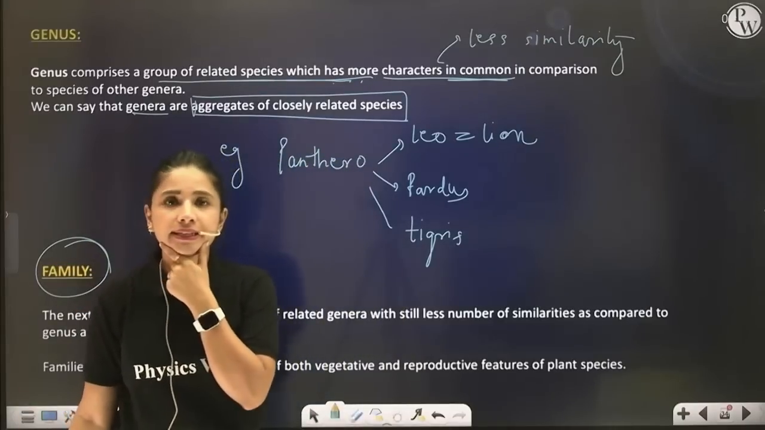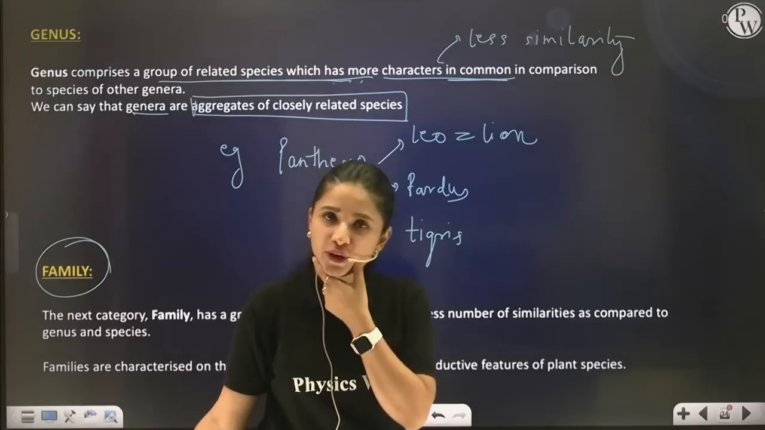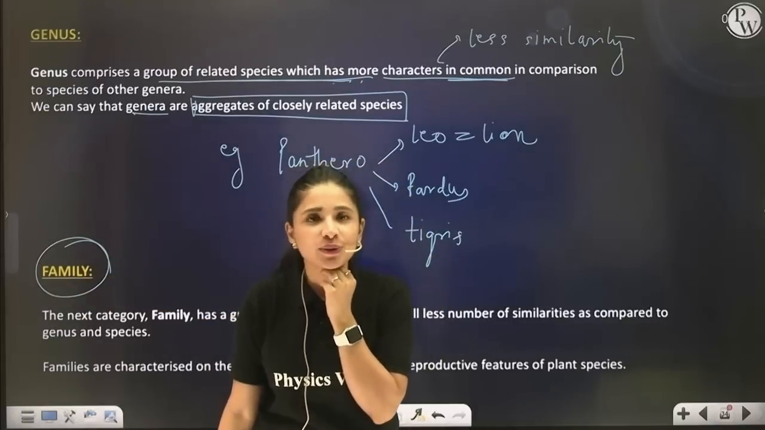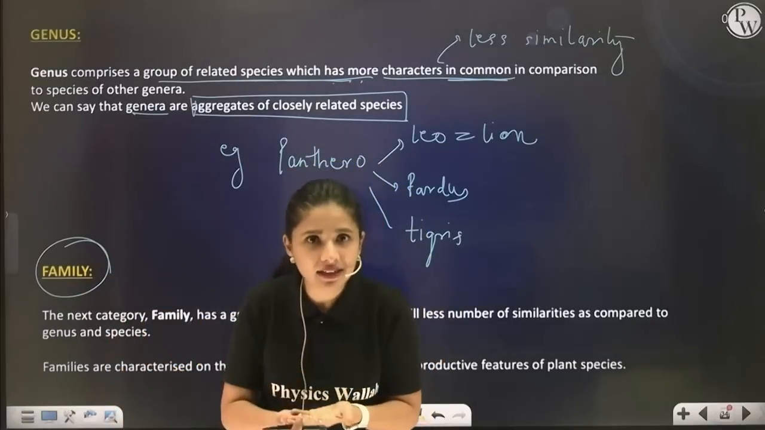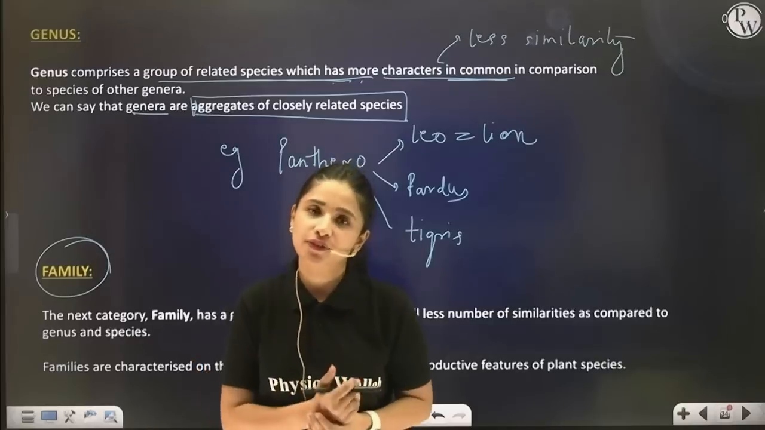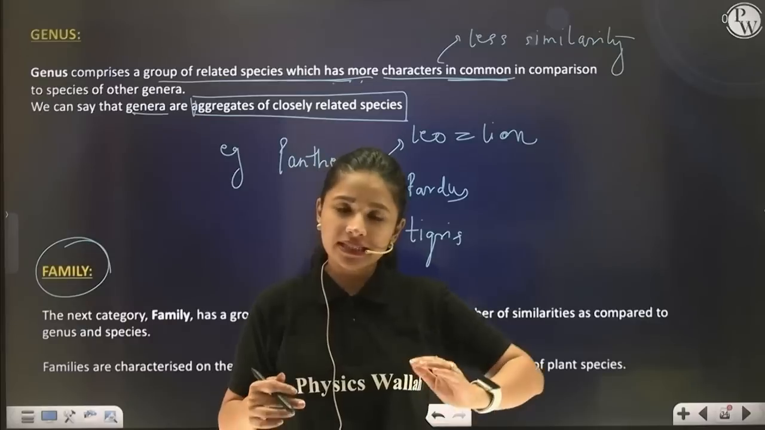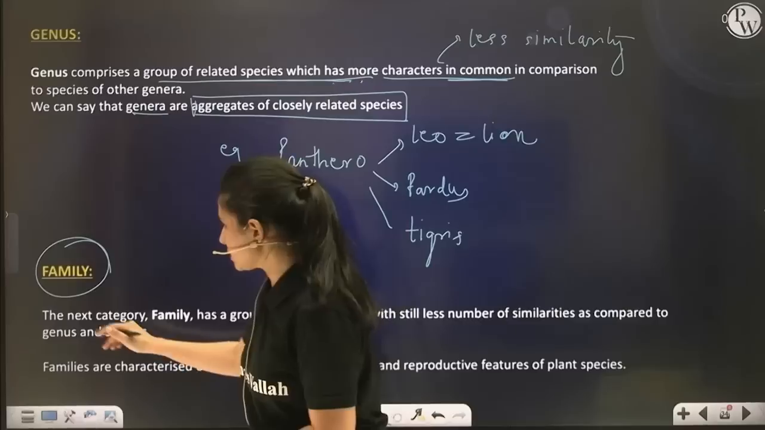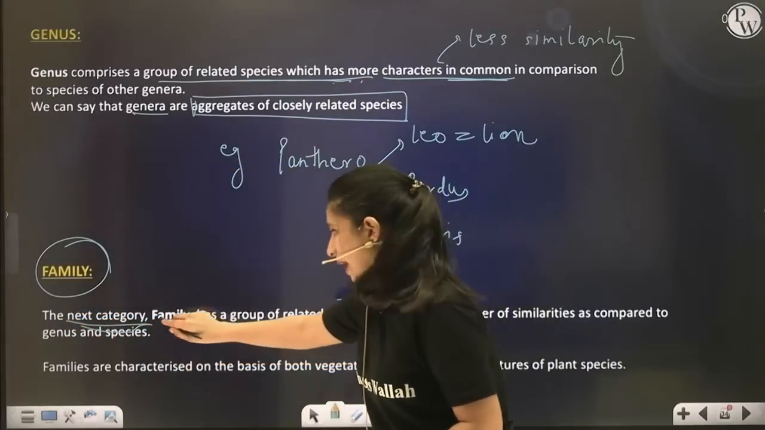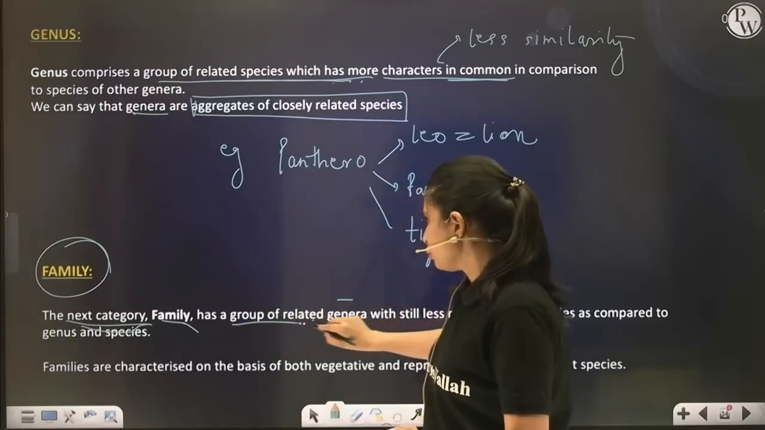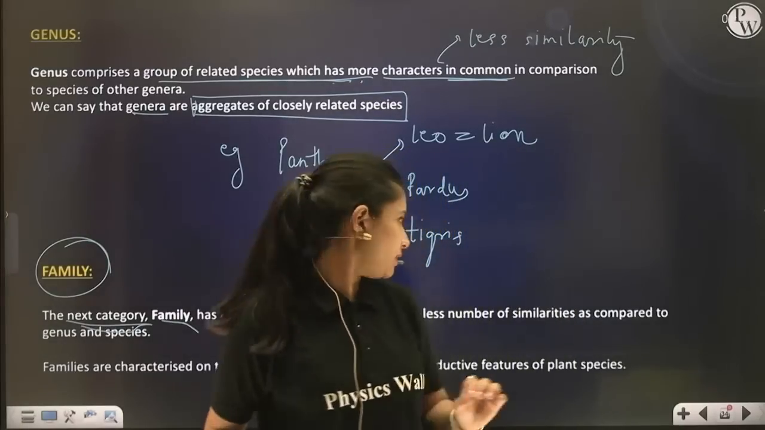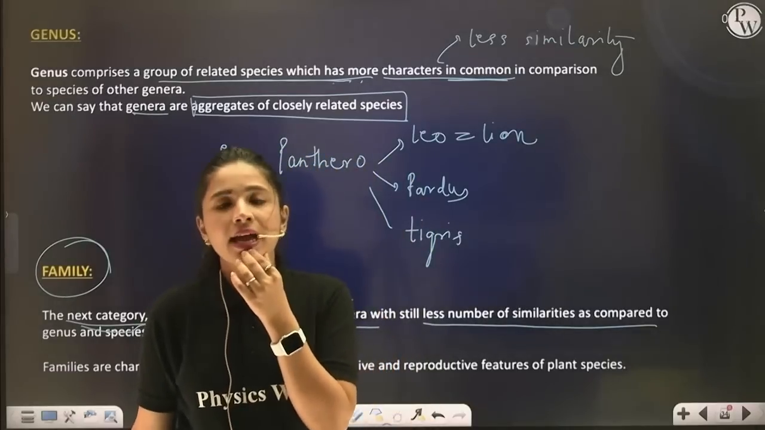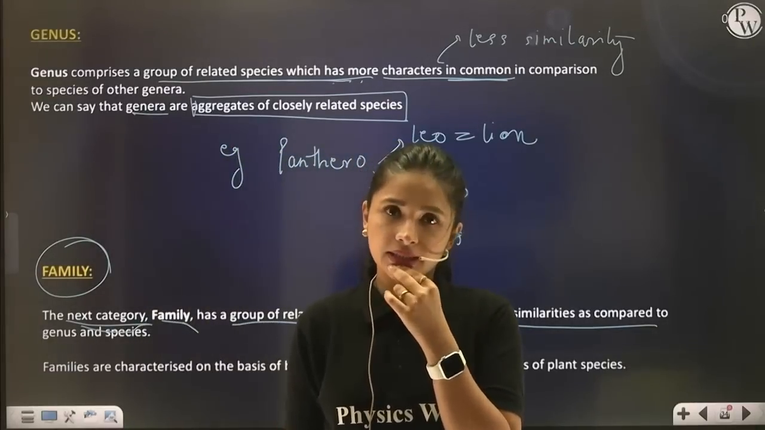Moving ahead. Now, above genus, the next category is family. Simple way of defining family. Who is going to tell me? How will you define family? Group of related genera with less similar features. Yes or no? The definition part is just going to remain the same. How will you define family, students? The next category is family. That represents a group of related genera with less similar features as compared to genus.